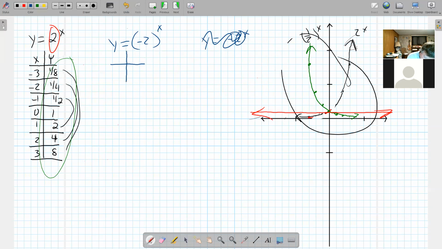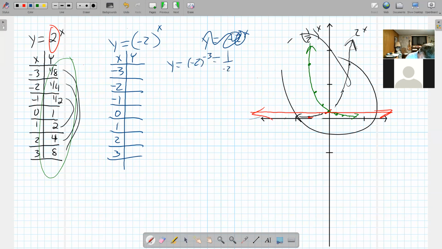So if x is -3, y equals -2 to the -3 power, which is 1 over -2 to the 3rd power, which is 1 over -8, which is -1/8. Okay, and I know I'm going through the calculations quickly. It's because that's not my point. My point is to get the results to see what it's doing. Okay. If x is -2, y equals -2, the quantity to the -2 power, which is 1 over -2 to the 2 power, which is 1 over 4.